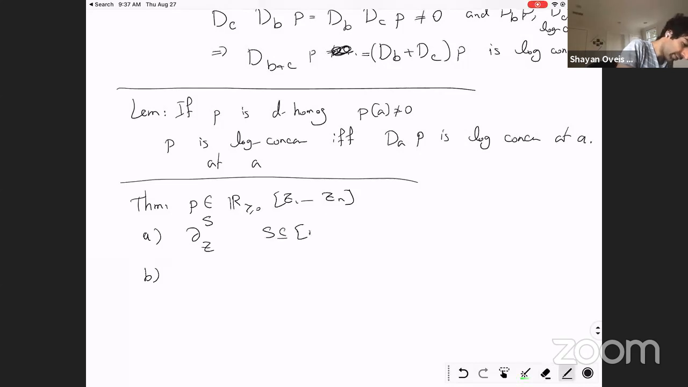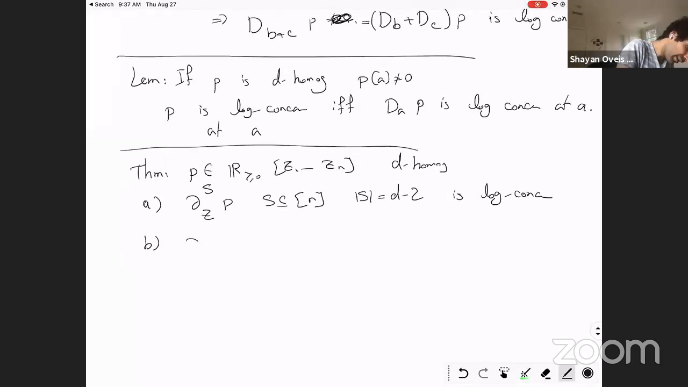S is a subset of N of P, and S has degree D minus 2, is log concave. So whenever you differentiate P D minus 2 times, you get a log concave polynomial. That's the first property. And the second property is that partial S of P for S less than or equal to D minus 2 is indecomposable. Then P is log concave.